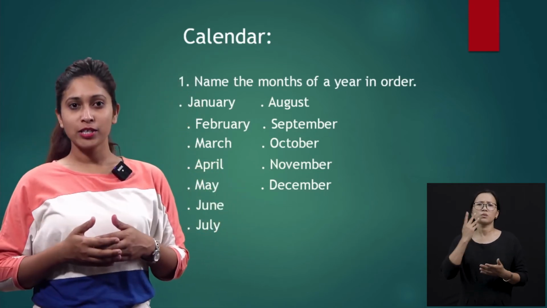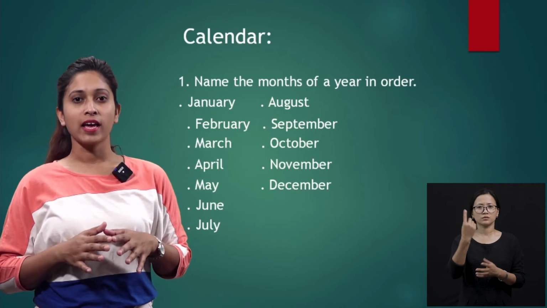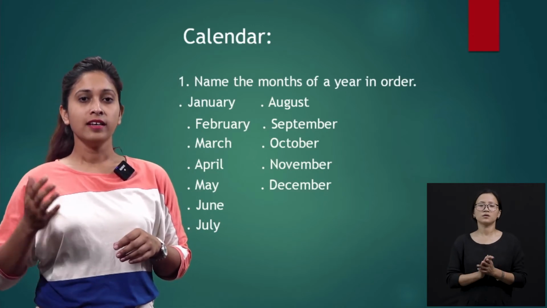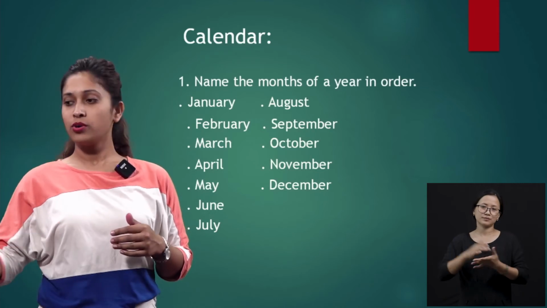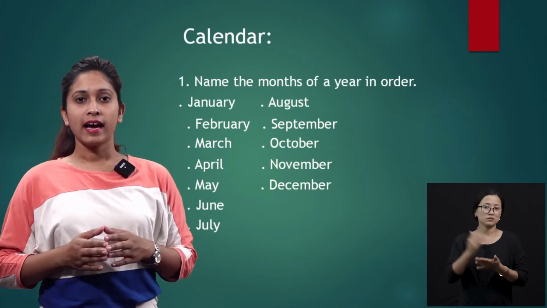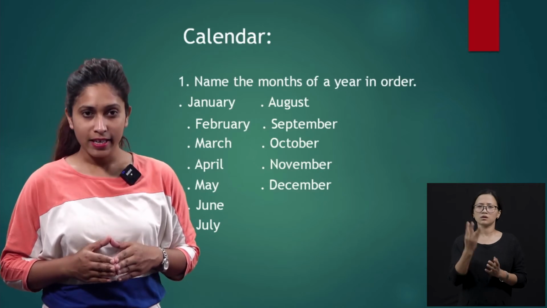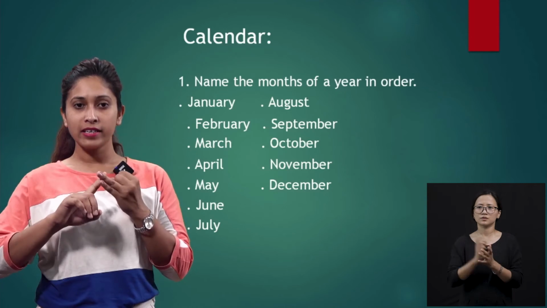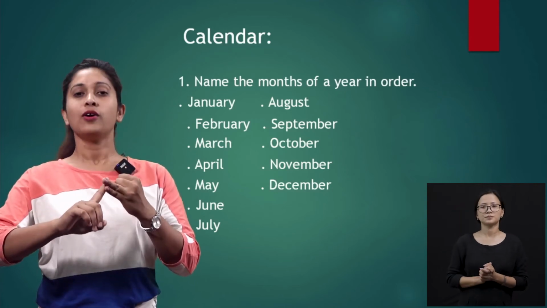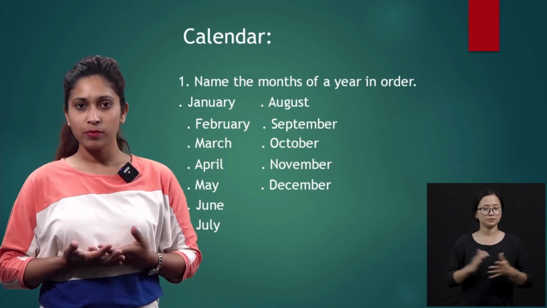When is your birthday, children? Every one of us has a different date for our birthday, right? So, you should know how many months we have in a year. We have 12 months in a year, right? Then we have 7 days in a week, right? Okay, these things you need to keep in your mind.